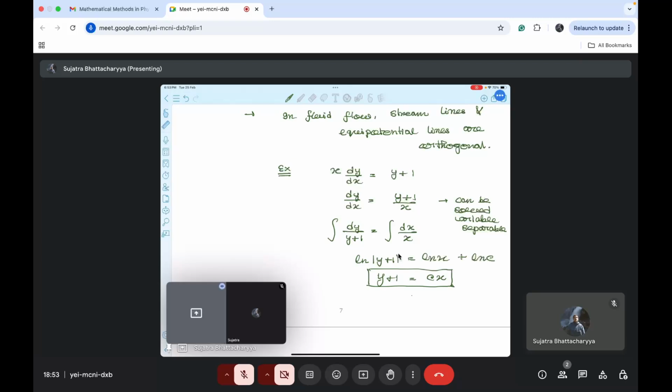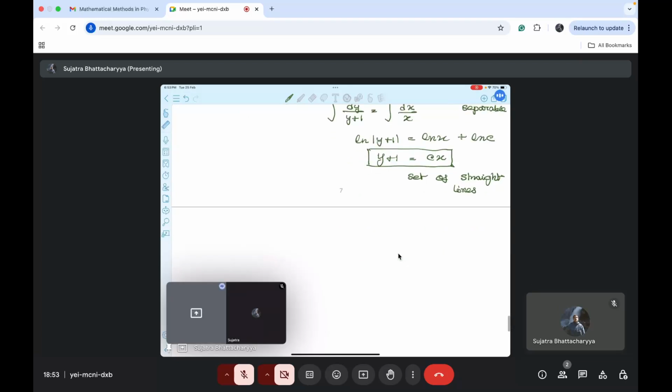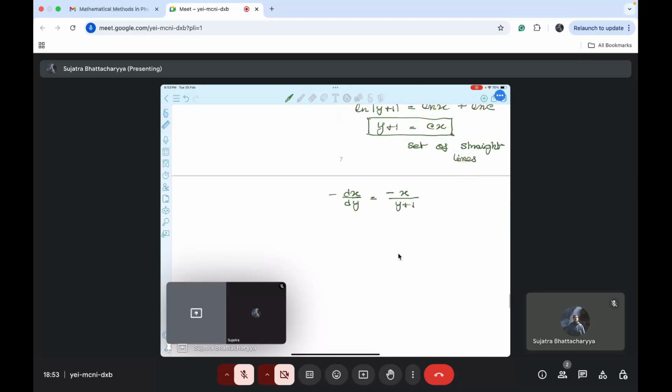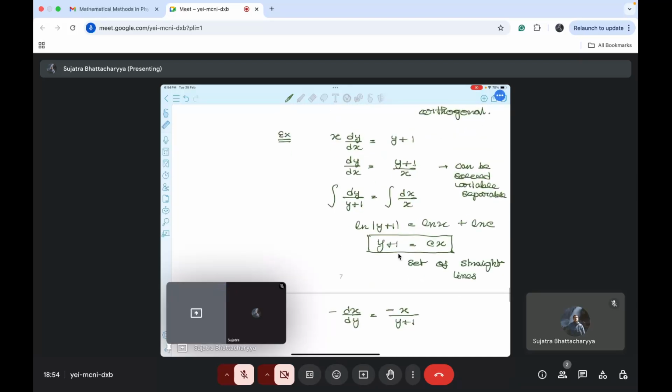This is nothing but a set of straight lines, right? You can see it is like y equals mx plus c. Now the next step is what? You take minus dx/dy, which is nothing but x divided by y plus 1 with a negative sign. This is your next set of trajectories.